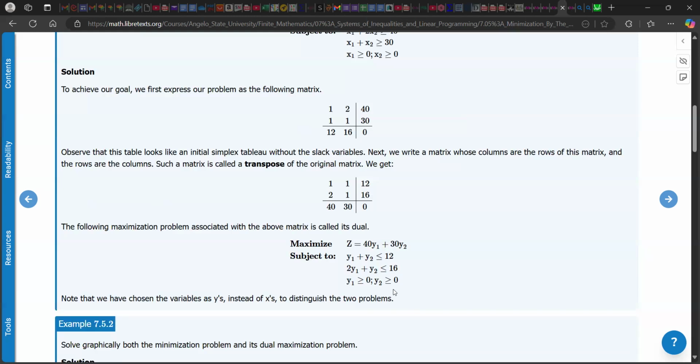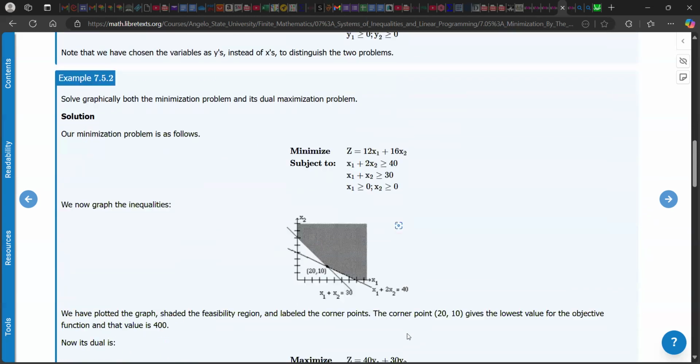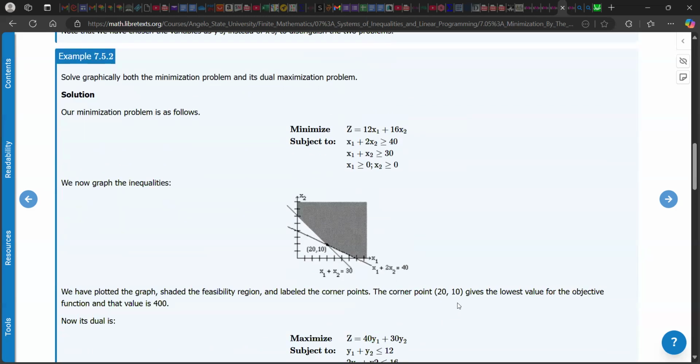And we know how to solve this. When we solve it using simplex, we will get the answer. I'll show you in just a moment. Let me see if they solve it here. So you solve it, and the answer is X1 equals 20, X2 equals 10, and the minimum is 400.